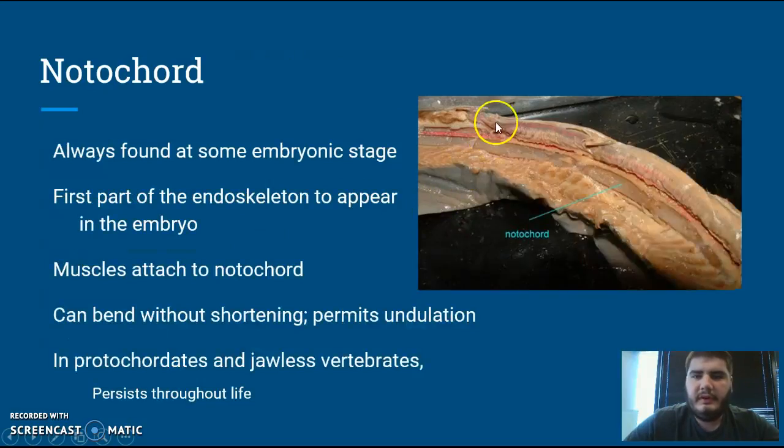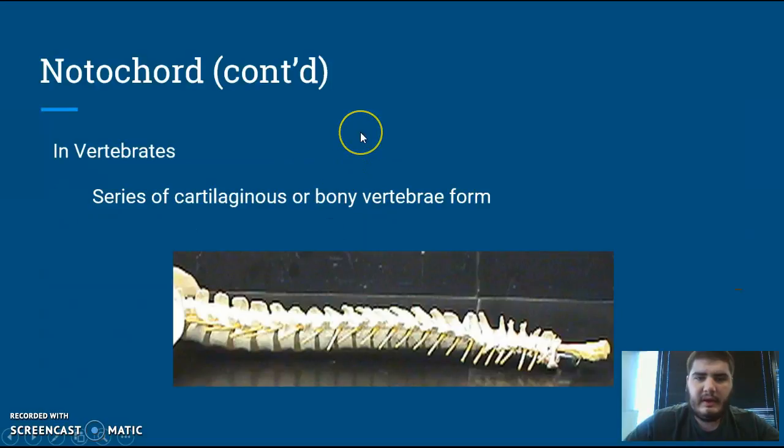Here's the notochord. As you can see, it's a rigid structure behind the skeleton. It's always found at some embryonic stage in chordates. It's the first part of the endoskeleton to appear in the embryo, with muscles attached to it. It can bend and shorten and permits undulation. In protochordates and jawless vertebrates, it persists throughout life. In vertebrates, it's replaced with the vertebral column. So right here we have the spine.